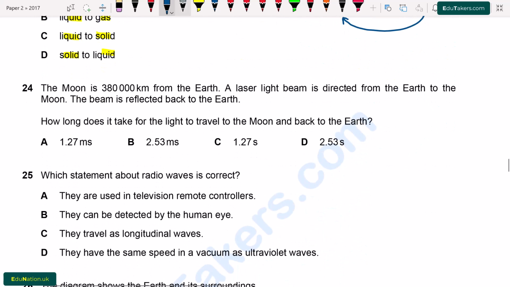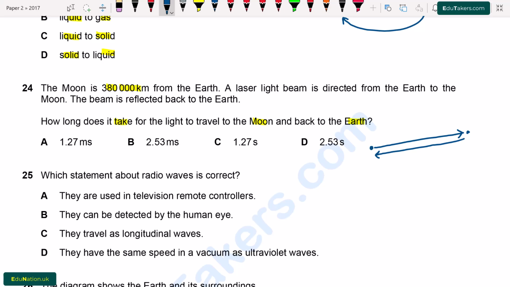Question number 24. The moon is 380,000 km from the earth. A laser light beam is directed from the earth to the moon. The beam is reflected back to the earth. How long does it take for the light to travel to the moon and back to the earth? First of all, I consider here that earth is here and moon is here. A laser light is directed from earth to the moon. So first of all, laser light is going in this direction and then it is reflected back to the earth. Then it comes back towards the earth.